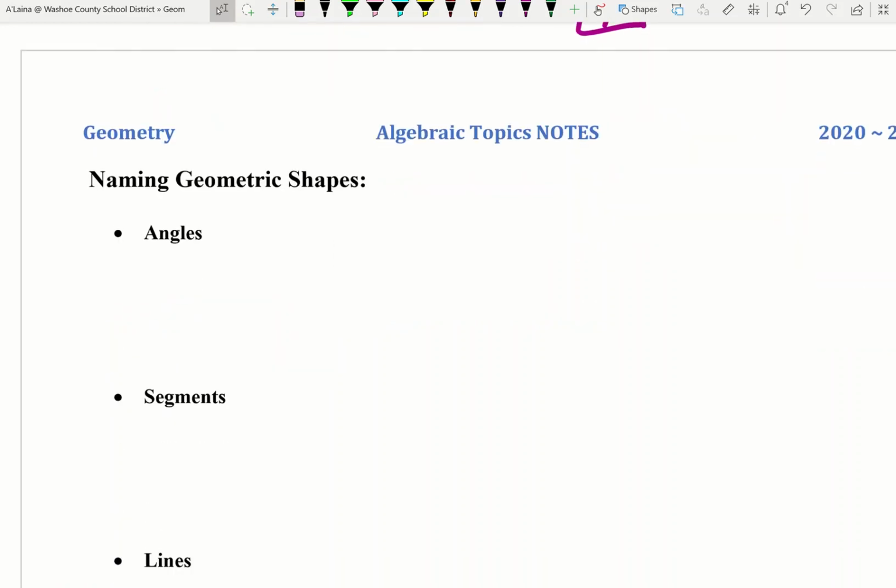In our video, we are going to name some geometric shapes. I want to make sure you know how to do these as we head into more geometry stuff coming up. The first one is an angle. How do you name angles?